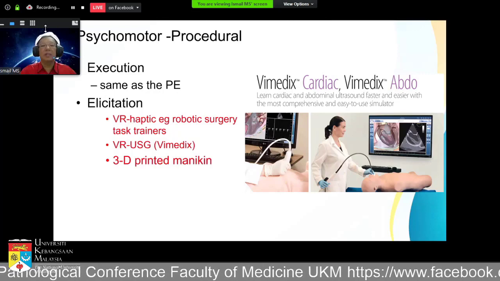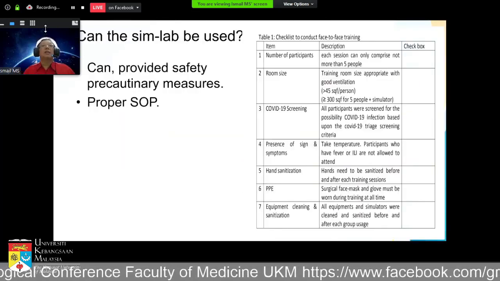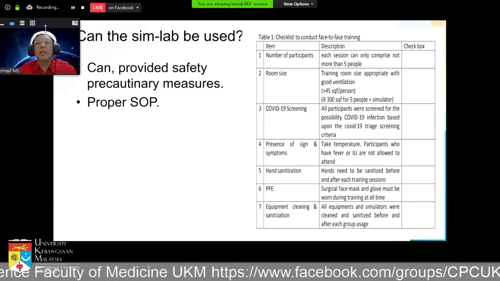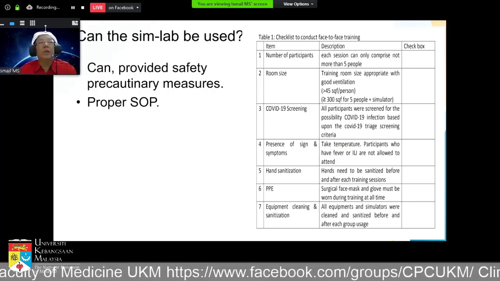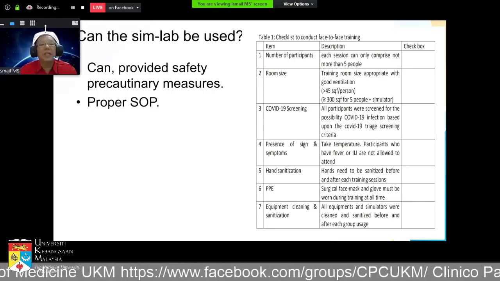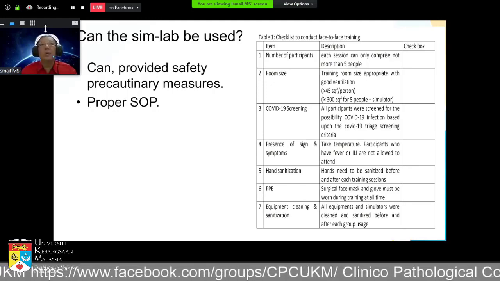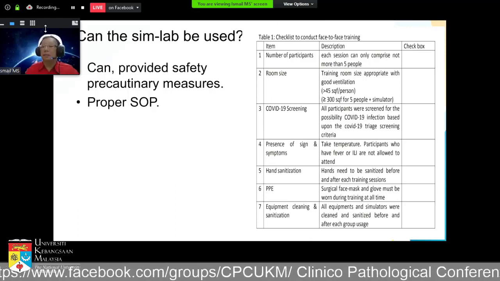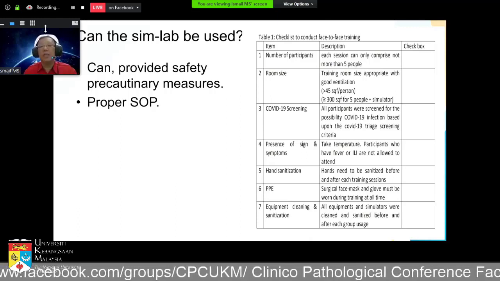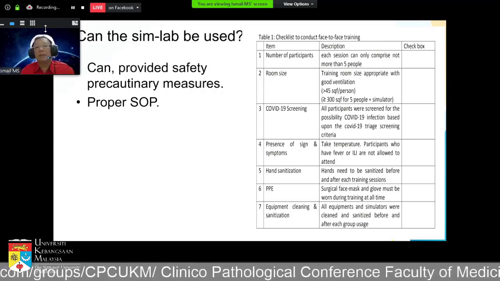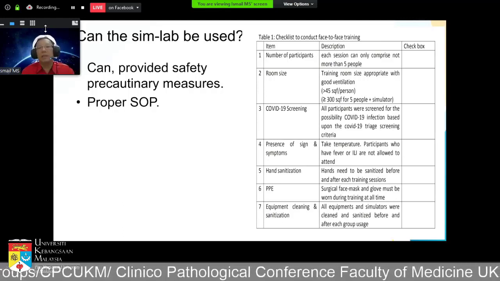I think it can help us in terms of clinical teaching. So the last part of my talk is actually, can the SimLab be used? I think this is a question. Can it? I don't know, but to me, I think it can, provided we take certain safety precautionary measures. We in the emergency department have done face-to-face teaching to our staff during this pandemic. And so far, alhamdulillah, none of them are down with any problems.